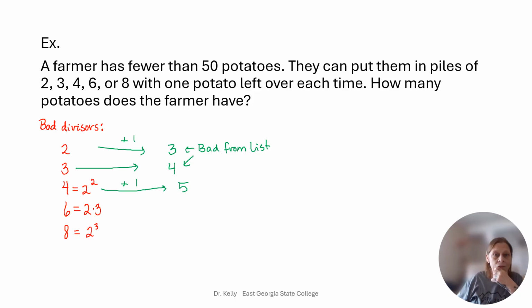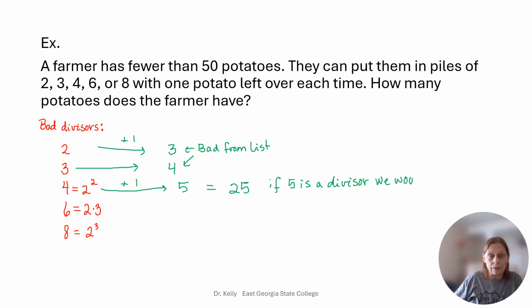So let's check that out. 5 squared is equal to 25. And if we had to do them in 5s, we'd have to have 5 groups of 5, which would force us to have 25. So let me put it this way. If 5 was a divisor, we could have 5 groups of 5. We couldn't have 2 groups of 5 because 2 is not a divisor. We couldn't have 3 groups of 5 because 3 is not a divisor. So we could have 5 groups of 5. Okay, let's just keep on going here.